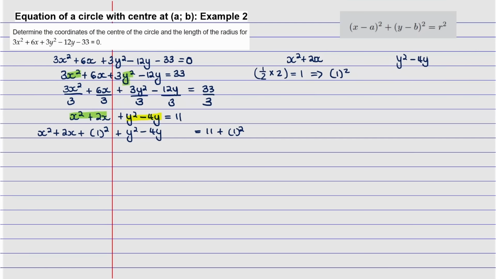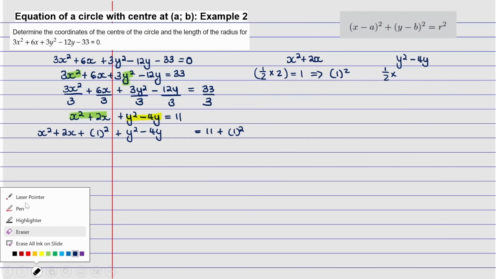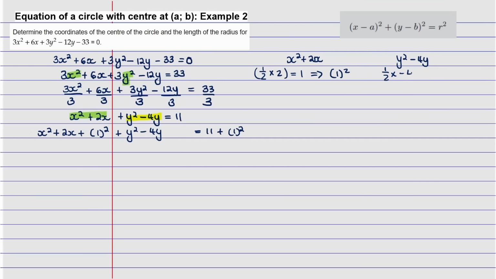So we need the coefficient of y. So it's going to be a half multiplied by negative 4. And when you have that, you're going to get negative 2. Then you're going to square it, so it's going to be negative 2 all squared. Do not simplify this. So here we're going to say plus negative 2 squared, and on the other side plus negative 2 squared.